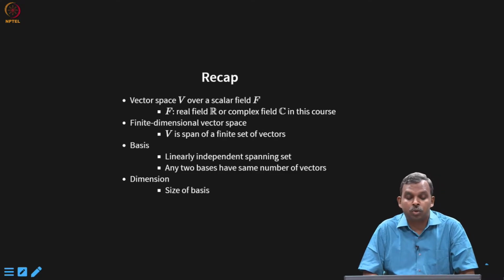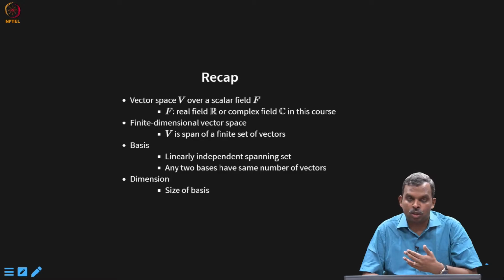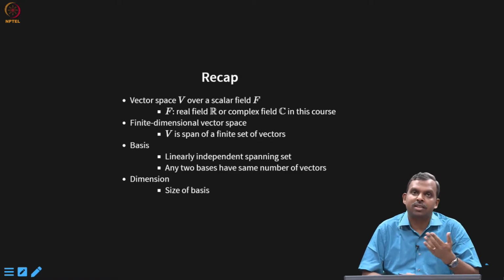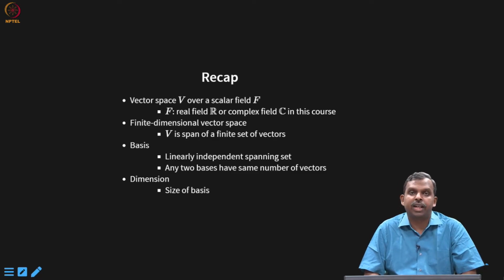And then we introduced the notion of basis and dimension in the previous lecture. A basis is basically a linearly independent spanning set, a set of vectors which are linearly independent and they also span the space. Then we saw this result that any two bases have the same number of vectors, and that gave us lots of interesting results about how to find a basis and what properties it has. And finally, the dimension of a finite dimensional vector space is the size of a basis, the number of linearly independent vectors which span the whole space. So that's a quick recap.